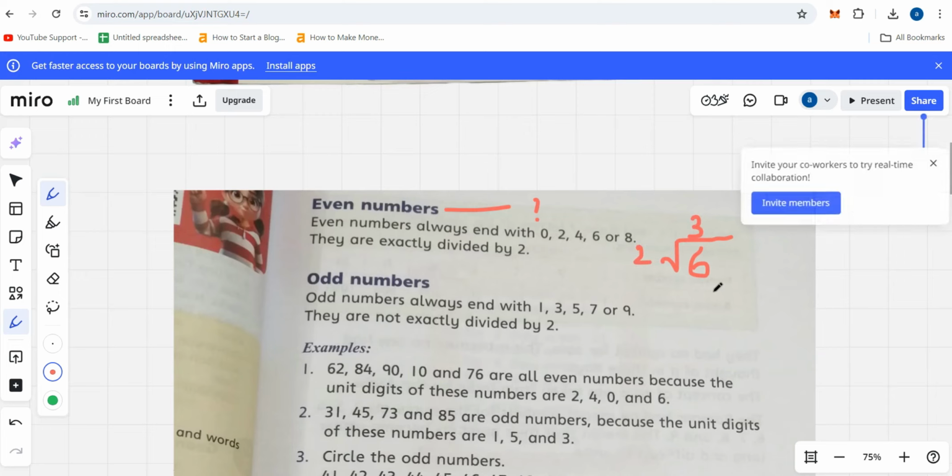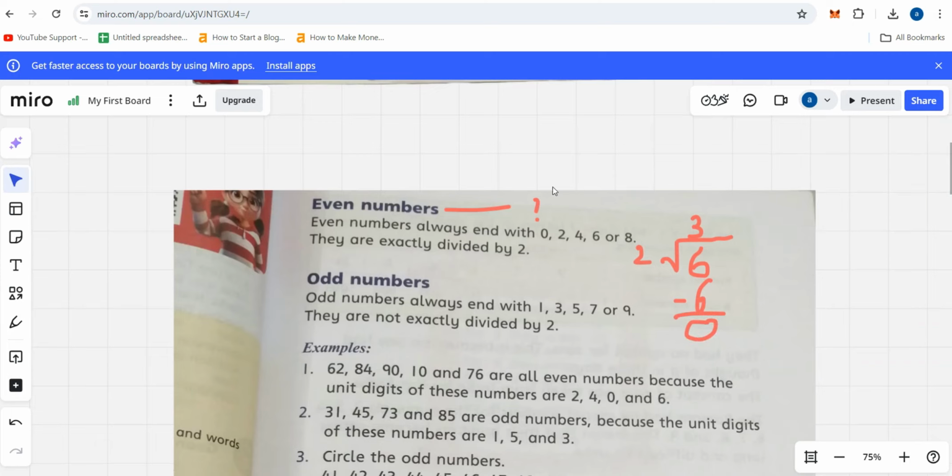2 threes is 6. 6 minus 6 is equal to 0, so 6 is an even number. In case of tens or 2 digits, like if we consider 62, 84, 90, 10, and 76 are all even numbers because the unit digits are 2, 4, 0, and 6, so all of these are even numbers.